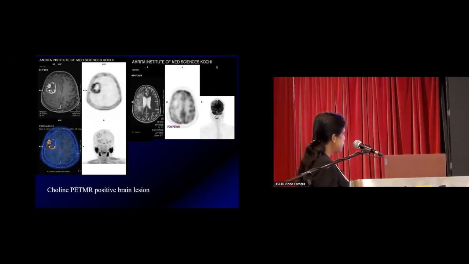So this is another patient who had both FDG PET and a choline scan simultaneously. So you can see that this is the FDG PET. You are hardly able to make out the brain lesion, and the PET-MR is clearly showing us an enhancing lesion in the parietal area, which is showing a positive choline uptake. So this is the beauty of choline.